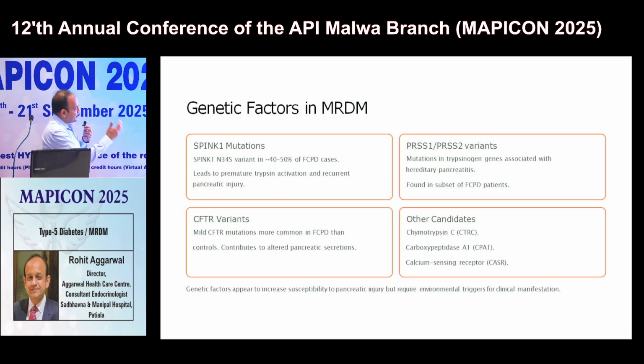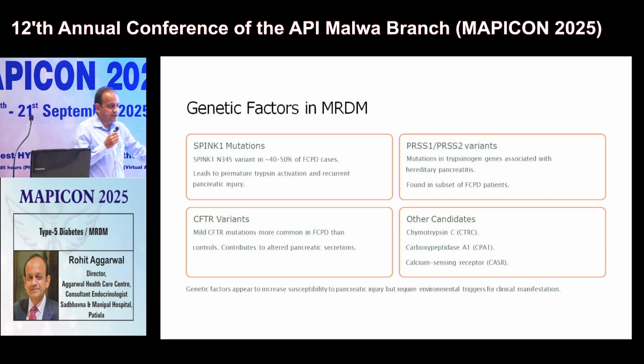So these are the few genetic factors which are there in MRDM. The most important is the SPINK1 mutation. This mutation is seen in 40 to 50% of FCPD patients. Once this gene is mutated, it leads to premature activation of trypsin. When trypsin is activated, autophagy will occur, your pancreas starts getting injured and there will be auto-digestion of the pancreas. Other genes are PRSS1 and PRSS2 variants. These two are important for hereditary pancreatitis.